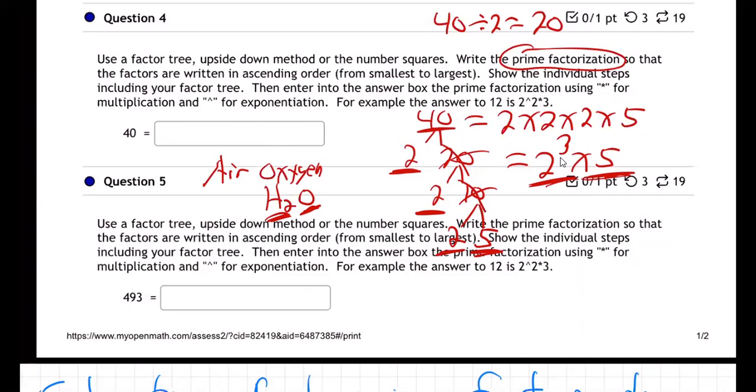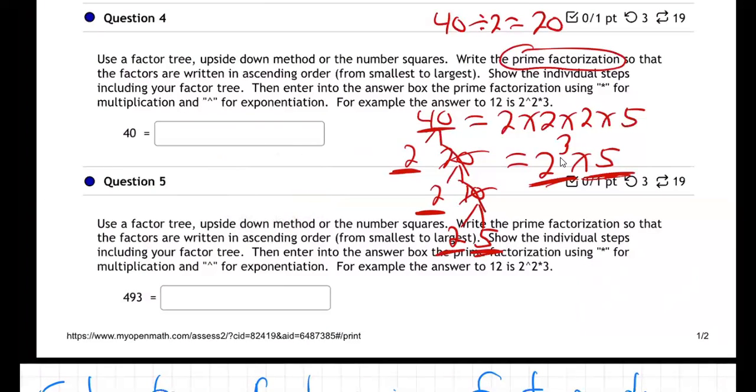So notice how primes are primal. That's why they have that name. They're the fundamental building blocks, like elements are in the universe. Prime numbers make up all the other numbers. All the other numbers are just made out of primes, aren't they? So 40 is 2 to the 3rd times 5.